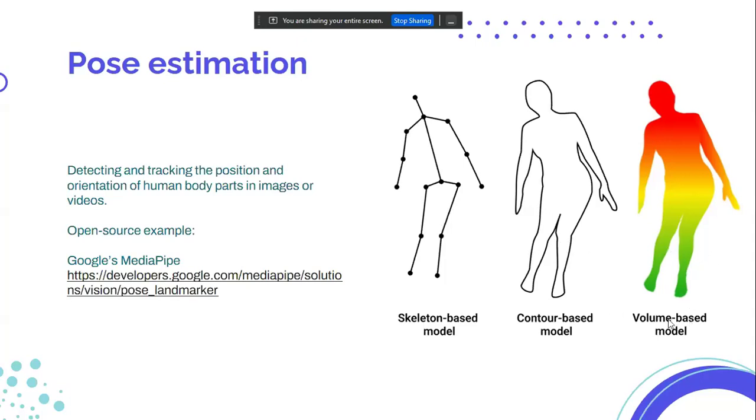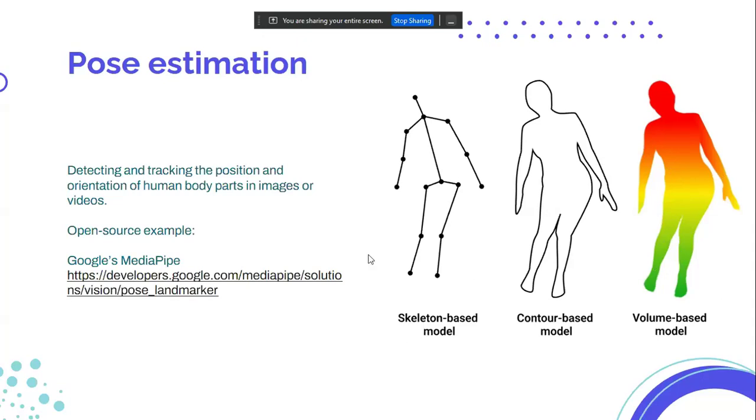The last one is the volume based model, or volumetric based model. If you give it an image, it gives you a 3D model of the pose of that person. This has been quite popular of late in creating AR effects that use pose estimation. If you're familiar with Snapchat or Lens Studio, this is the model that they use.